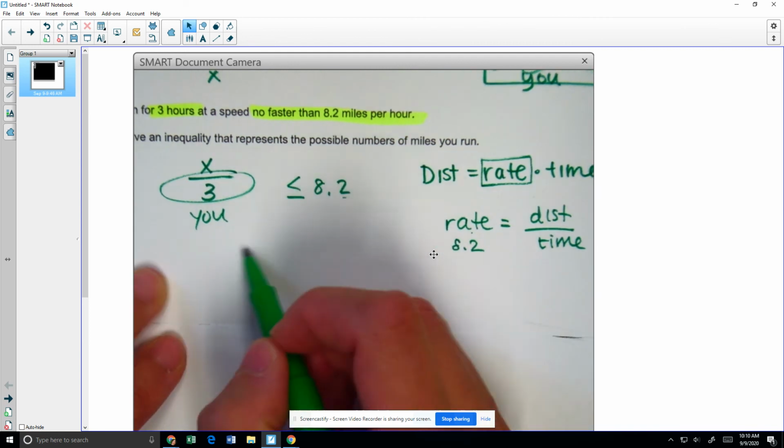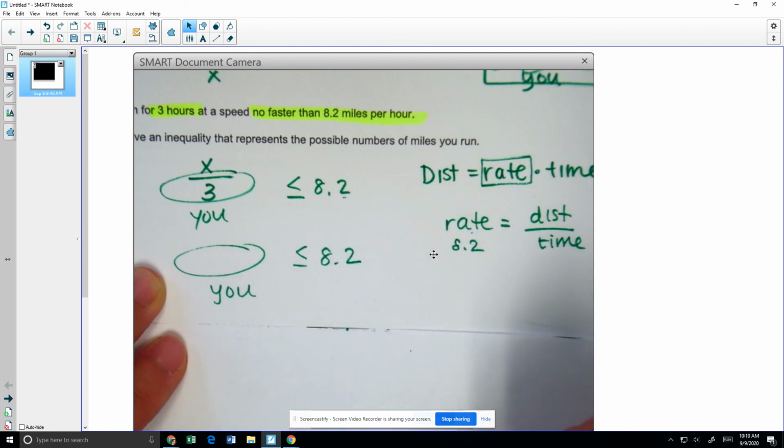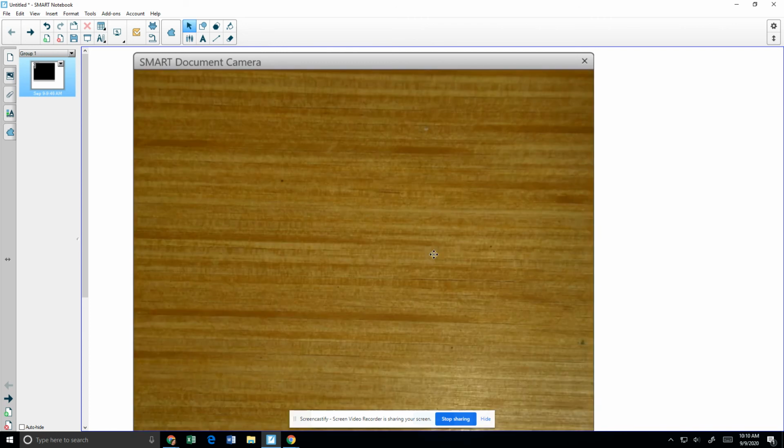But again, for this one, if you can get yourself to u less than or equal to 8.2, that would be pretty good. On your quiz, you do have multiple choice, so you can cross out, right? Process of elimination. What could be the possible answer choice?